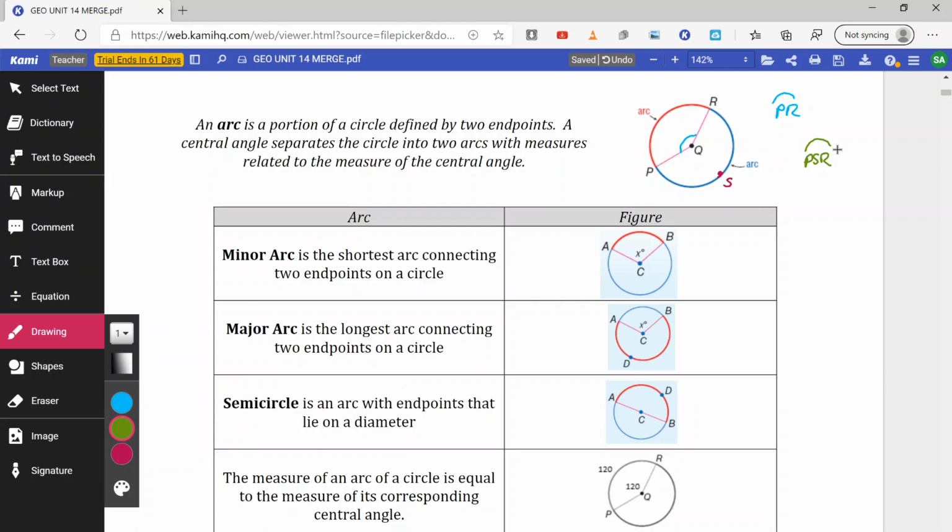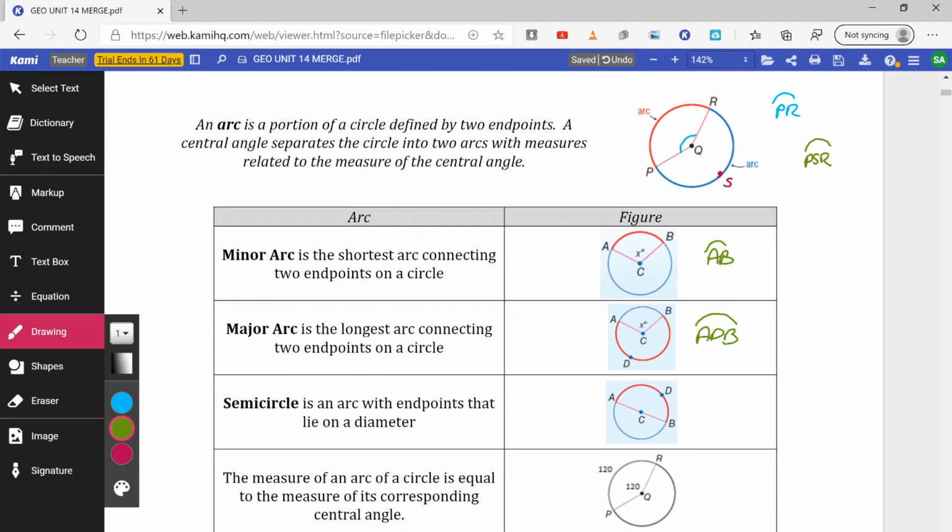Now, the central angle separates the circle into two arcs with measures related to the central angle. So the minor arc is the shorter one. In this case, the red, P to R, would have been the minor arc. In this case, arc AB would be the minor arc. The major arc is the longer of the two arcs connecting two endpoints on a circle. And notice they added point D here, so we would say it's arc ADB. That way we have the right notation.